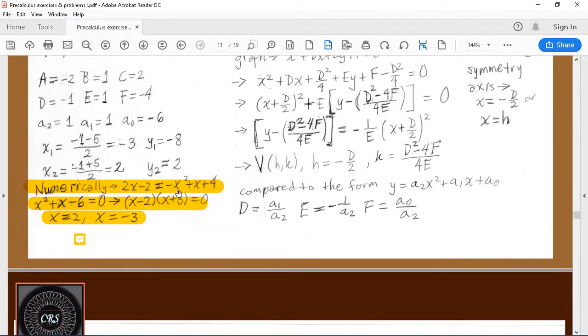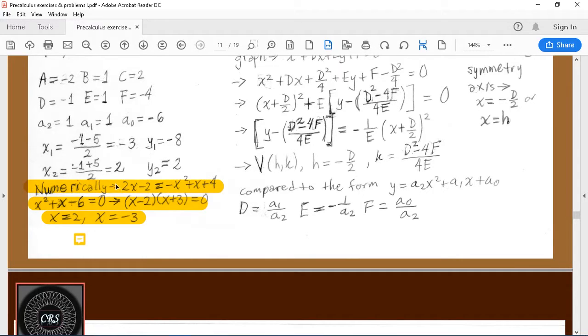So that means that we have to have positive 3 and negative 2. So that means that x plus 3 times x minus 2 should be equal to x squared plus x minus 6. If you can see, minus 2 times plus 3 is minus 6, and minus 2 plus 3 equals 1. So our solutions are x equals 2 and x equals minus 3.